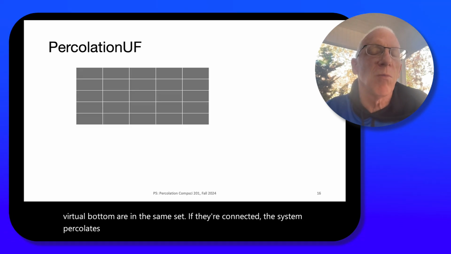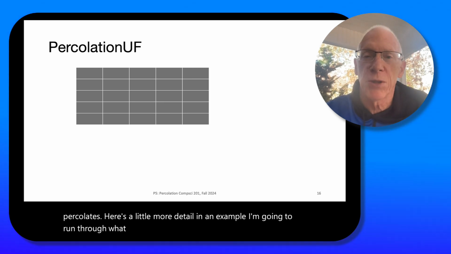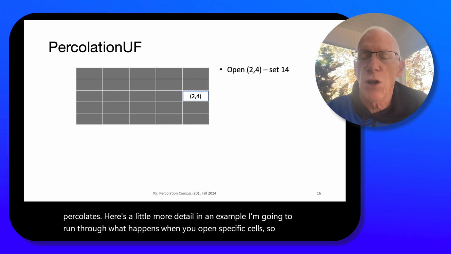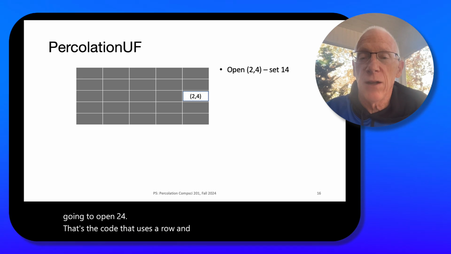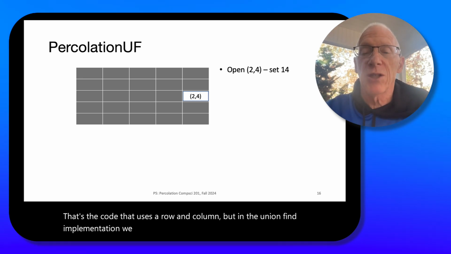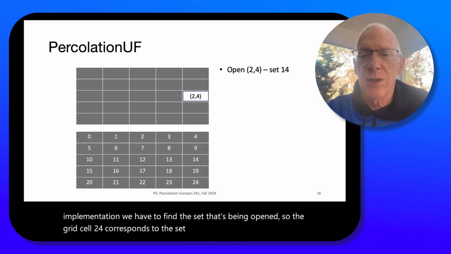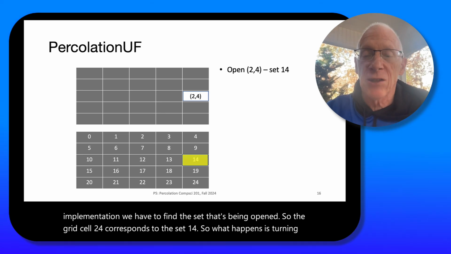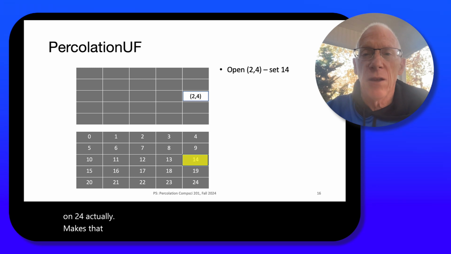Here's a little more detail in an example. I'm going to run through what happens when you open specific cells. So first I'm going to open 2,4. That's the code that uses a row and column, but in the union find implementation, we have to find the set that's being opened. So the grid cell 2,4 corresponds to the set 14. So what happens is turning on 2,4 actually makes that number on.